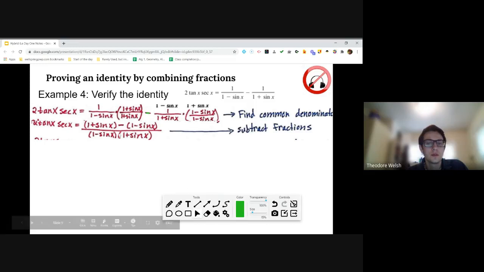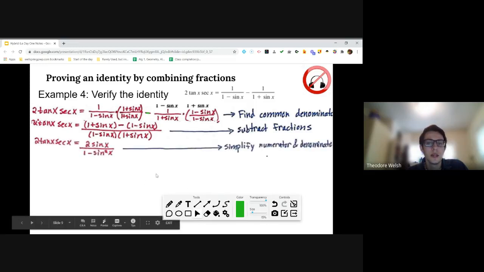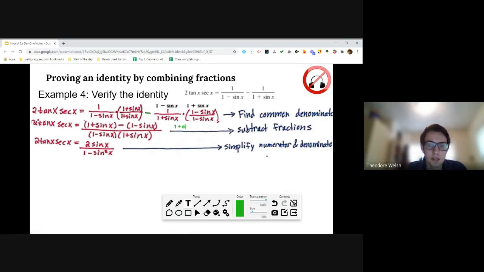Next, what we can do is distribute this negative and simplify the numerator. So we're simplifying the numerator by subtracting. So 1 minus 1 gives us just 0. Sine minus negative sine, or sine plus sine, gives us 2 sine. So if you need to see more of that, we're taking 1 plus sine of x and distributing that negative. So negative times 1 is negative 1. Negative times negative sine is positive sine. And then simplifying, 1 minus 1 cancels to 0. Sine plus sine gives me 2 sine.